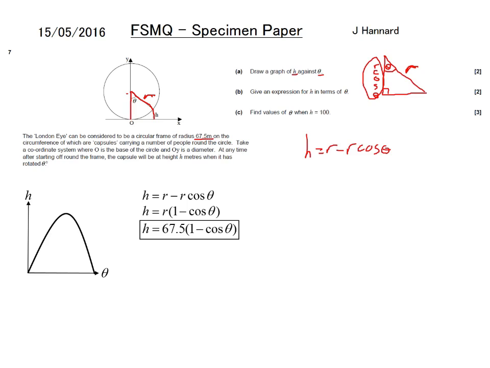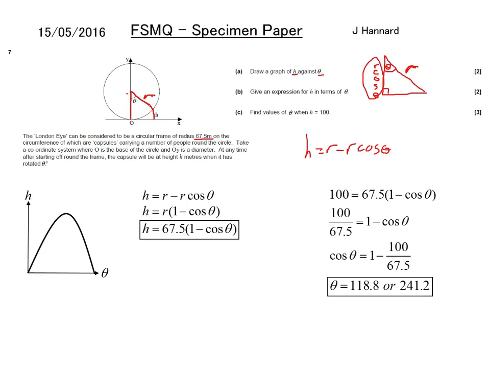Now the easiest part of the question, find the values of theta when h equals 100. So simple, we let h equal 100, divide both sides by 67.5 and you're left with 1 minus cos theta. Switching people over, you get cos theta equals 1 minus 100 over 67.5.